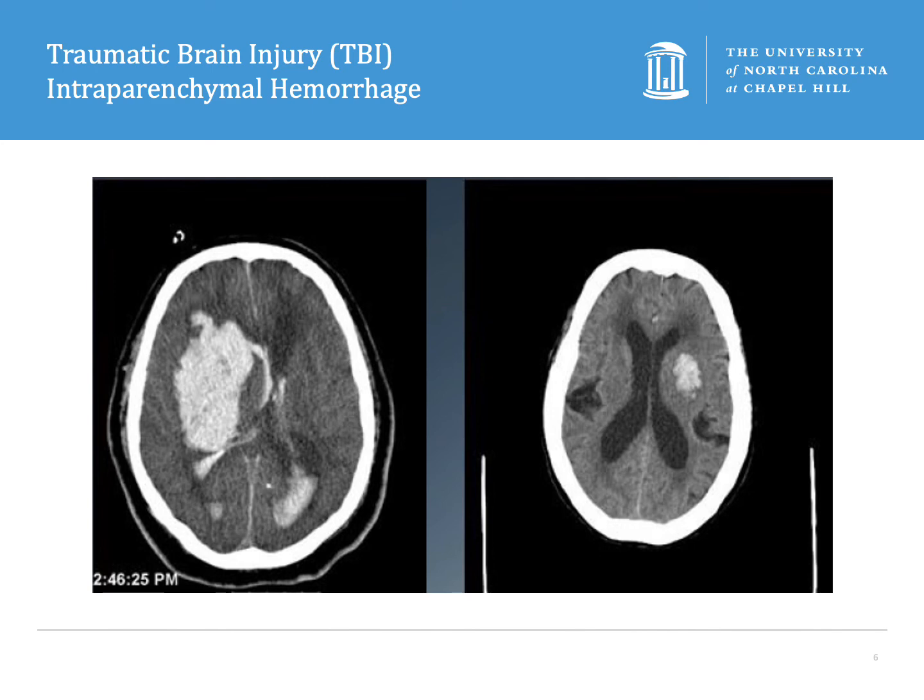Now, you may see these IPHs as a result of a trauma as well. They're not going to be quite as deep as you would see with a hypertensive hemorrhage. They will be on the cortical surface, but hypertensive hemorrhages are going to be more commonly in the basal ganglia.